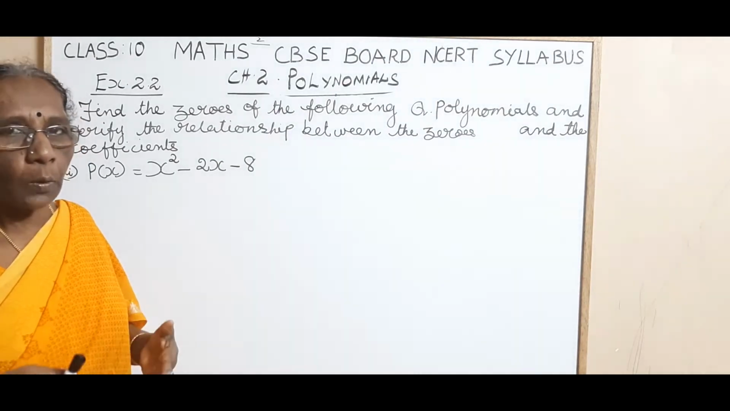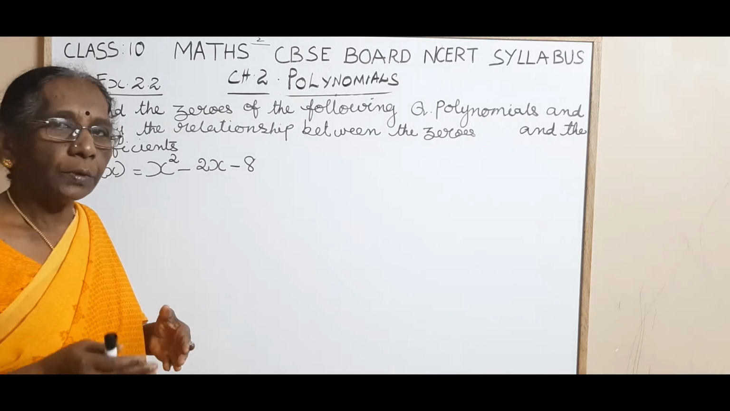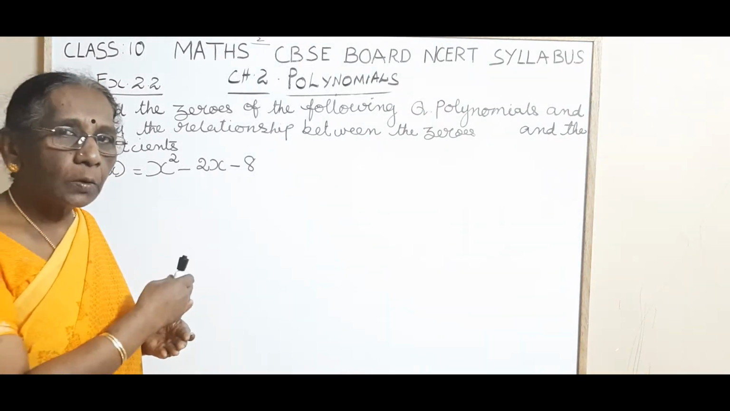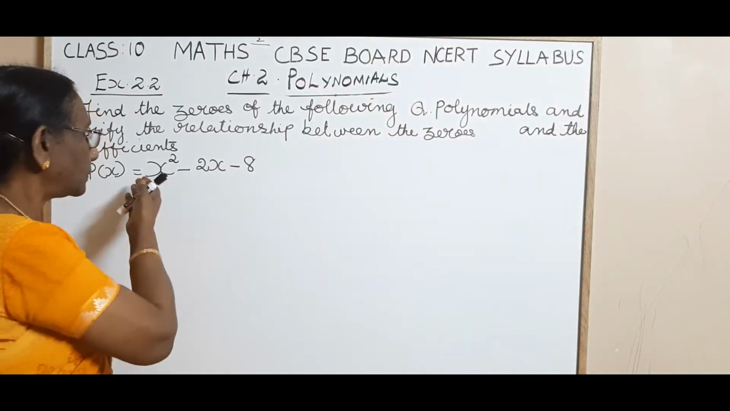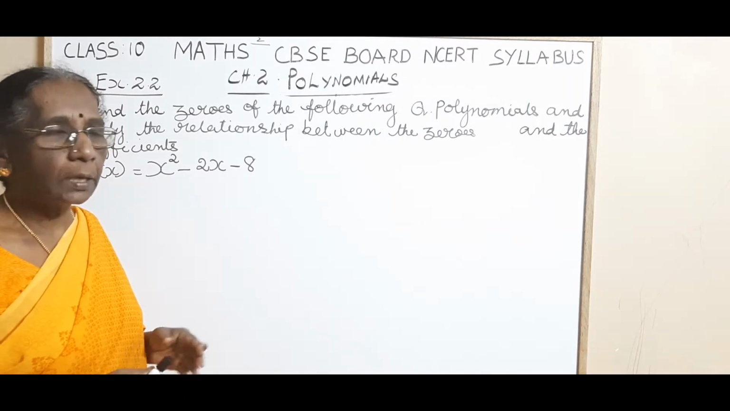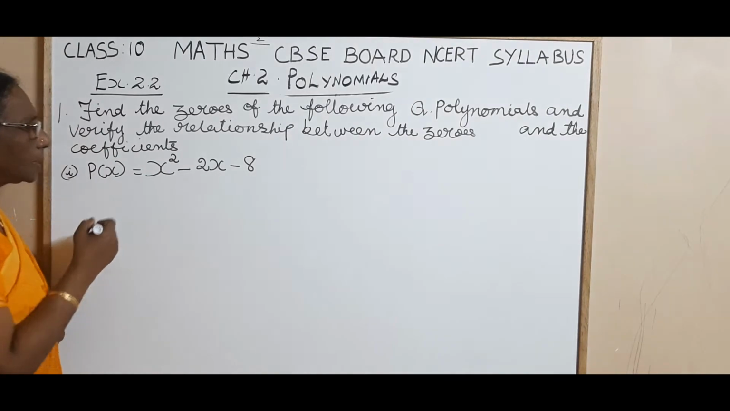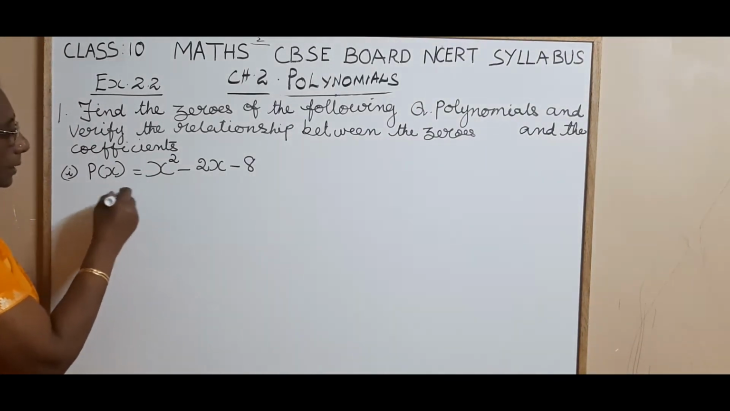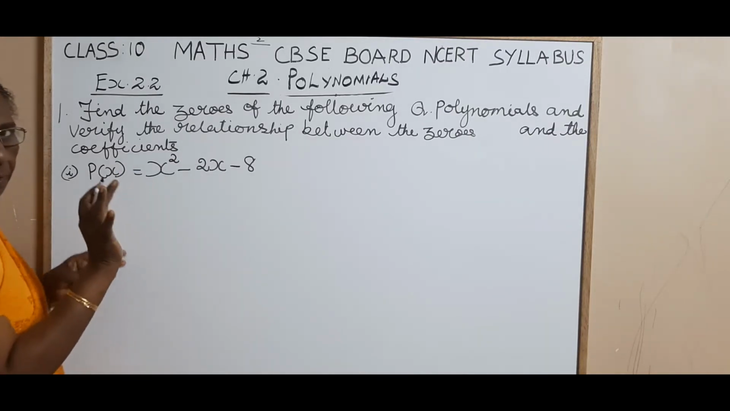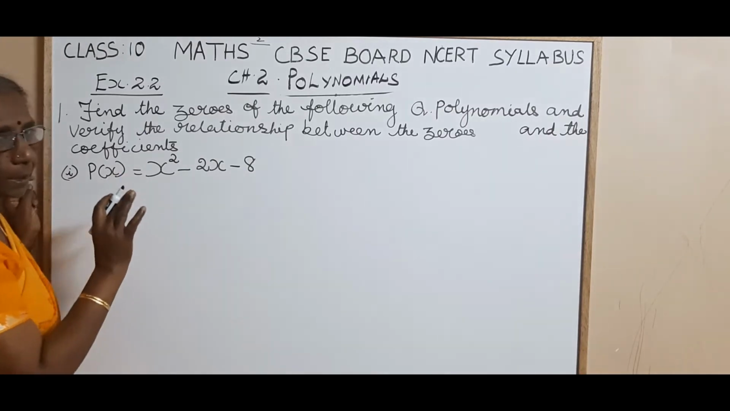Isn't it, children? Now we are going to find the zeros of this given polynomial and verify the relationship between the zeros and the coefficients of this polynomial. So first step, you have to find the zeros of this polynomial. Let us take alpha and beta as the zeros of the polynomial. Now, how to find the zeros of this quadratic polynomial?